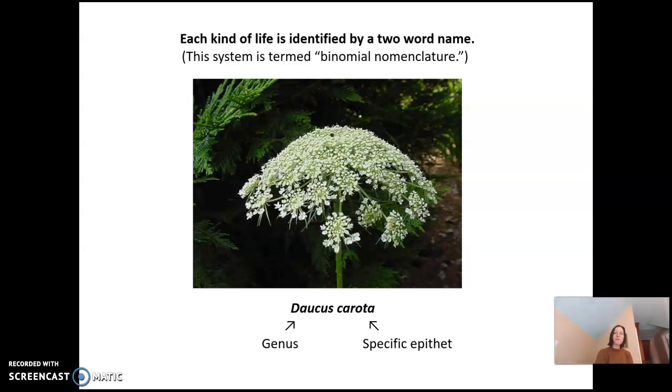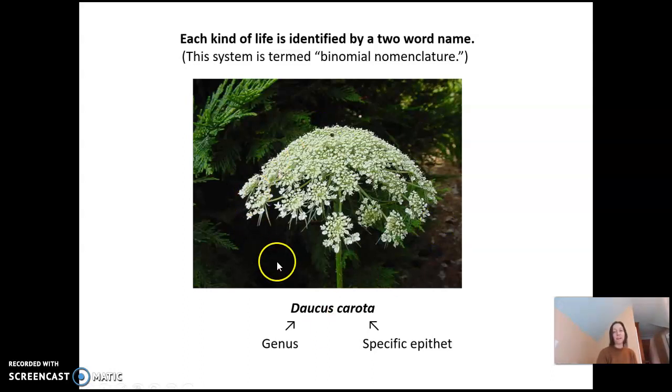So you'll notice in that previous slide that we had species with two-word names, and this is how Linnaeus developed his taxonomy. Each kind of life has a two-word name, and this is called binomial nomenclature. It includes the species name, a specific epithet, and the genus. The genus is always capitalized. The specific epithet is always lowercase. And when you're typing this out, you should always put it in italics.